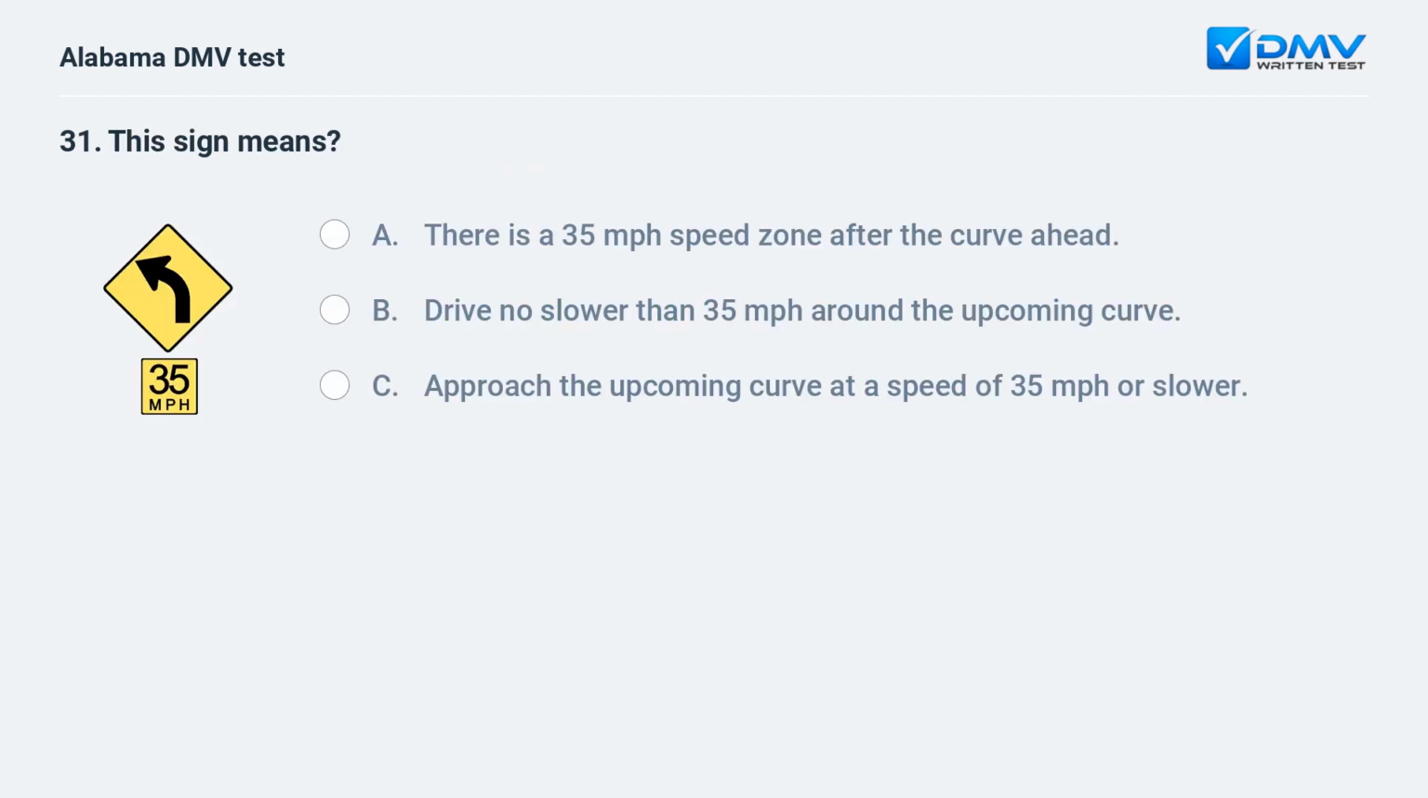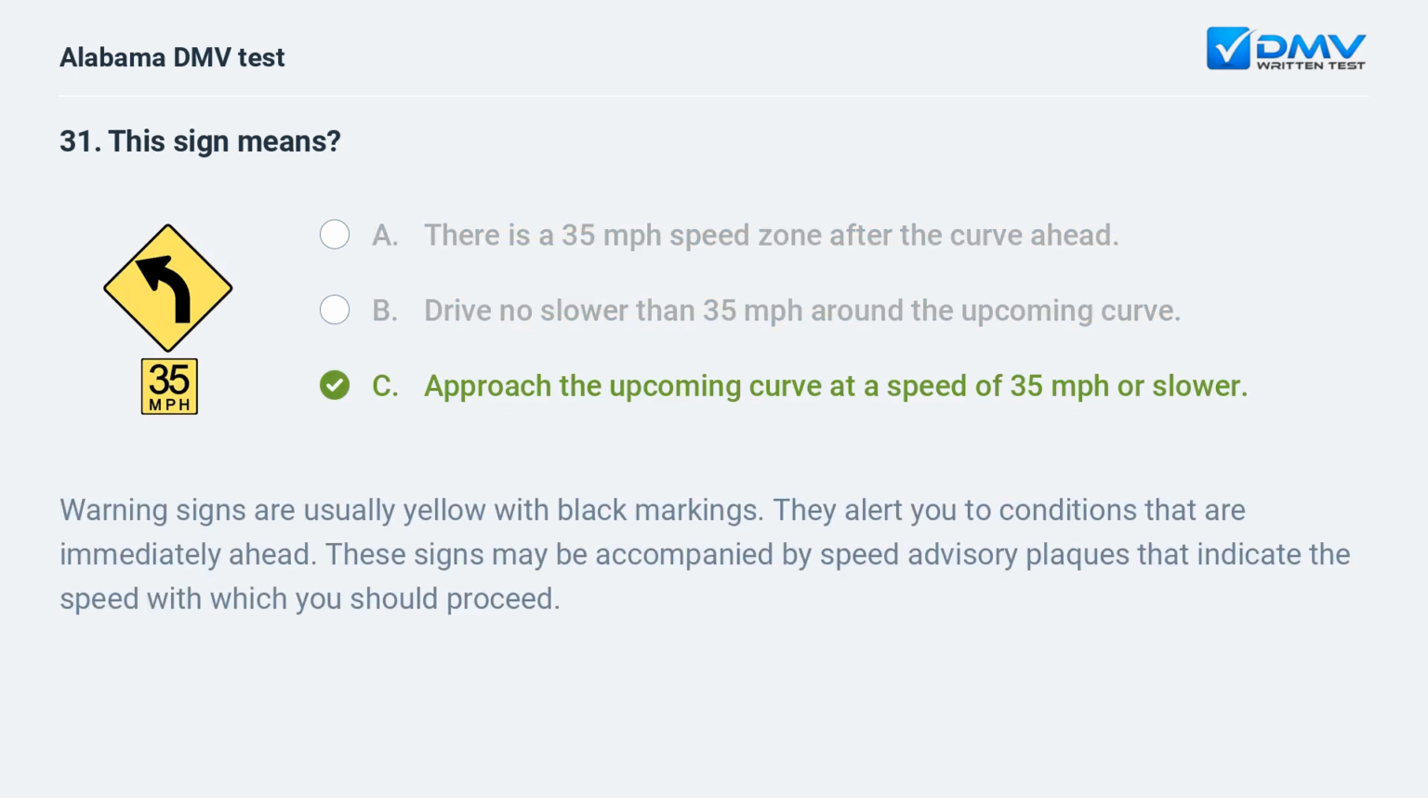This sign means A. There is a 35 miles per hour speed zone after the curve ahead. B. Drive no slower than 35 miles per hour around the upcoming curve. C. Approach the upcoming curve at a speed of 35 miles per hour or slower.